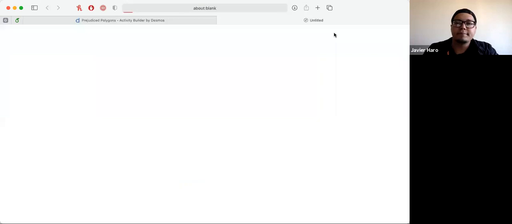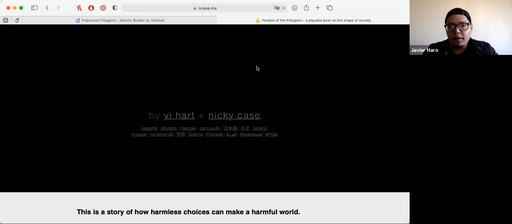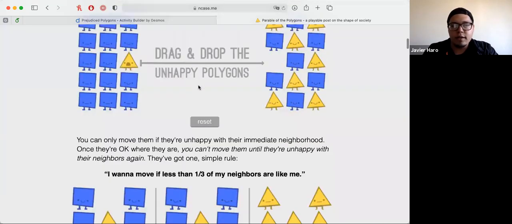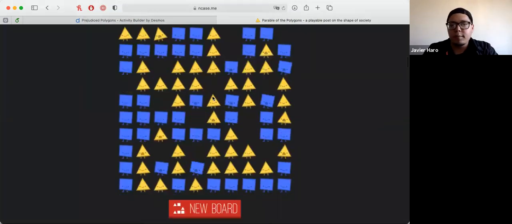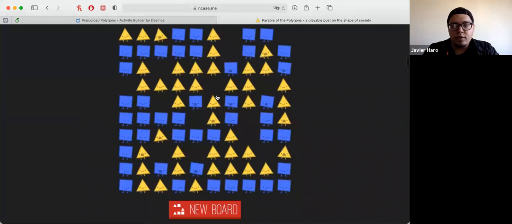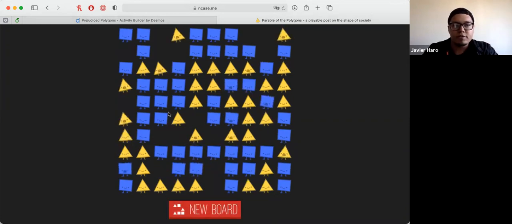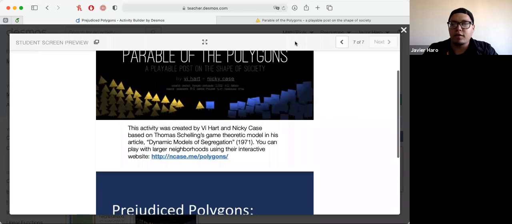For this first one, there is a website that V Hart and Nikki Case made about these polygons. So what you can do is take a look at the website and try it out. They have a bunch more maps, way more than we've done. You can always make a new board, and they're way bigger too, as you can see. You can try to make everyone happy. You see there's a bunch of smiley faces and also some concerned faces. So take a look, try them out. You can go to that website at the very end, on that last page of the Desmos.